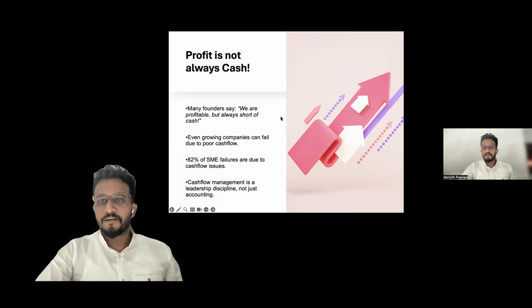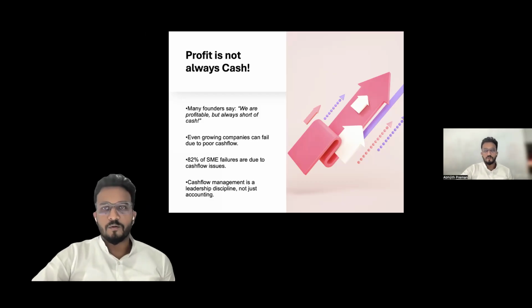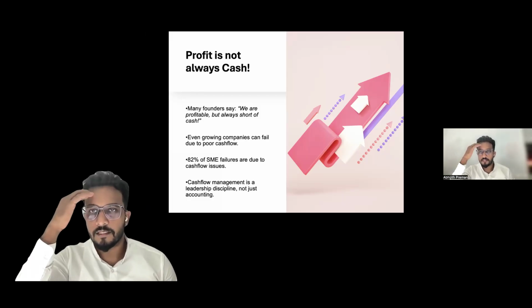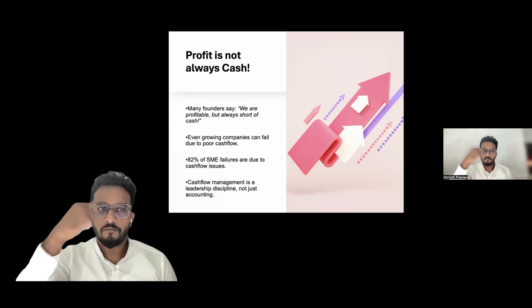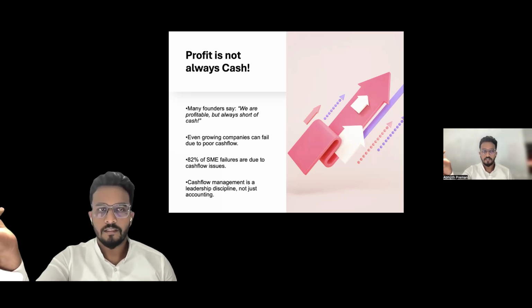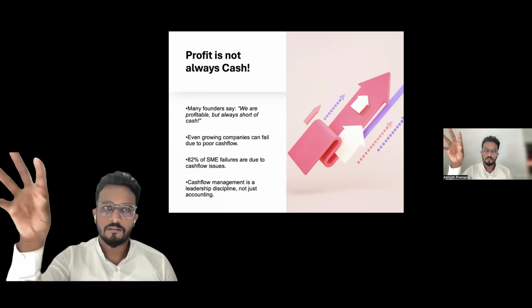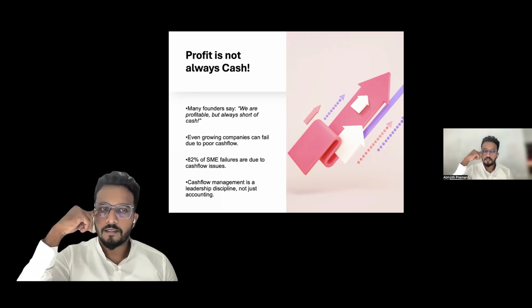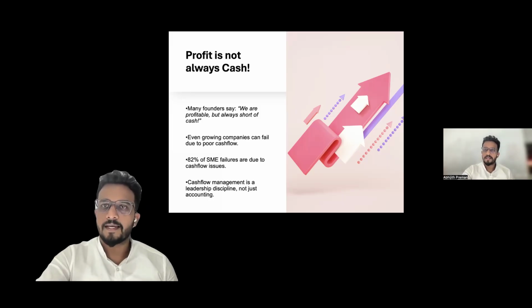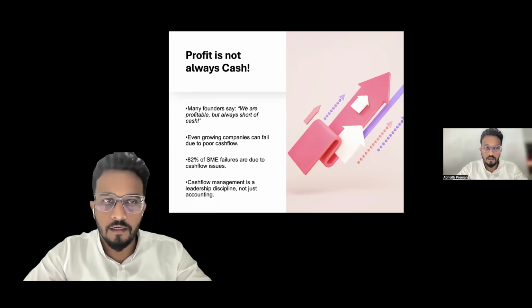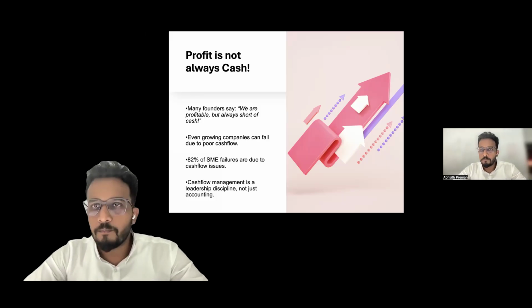So firstly, the statement I made: profit is not always cash. Many founders say, as in my opening note, we are profitable but always short of cash. That's a very common issue, because founders typically tend to understand cash as a profit element. But today we are going to try to understand why profit is not always cash.